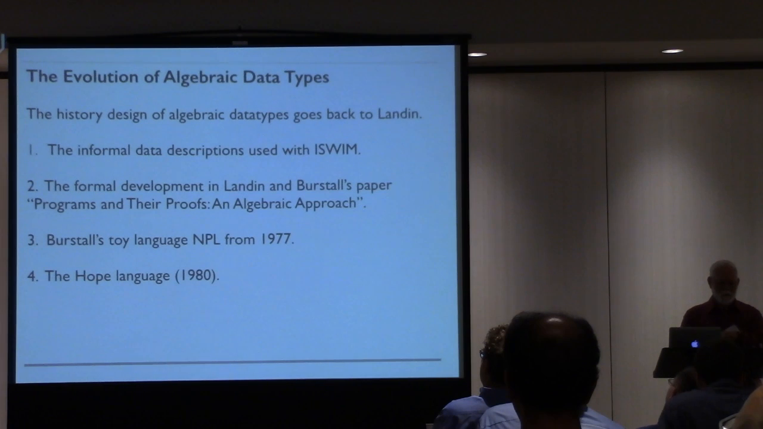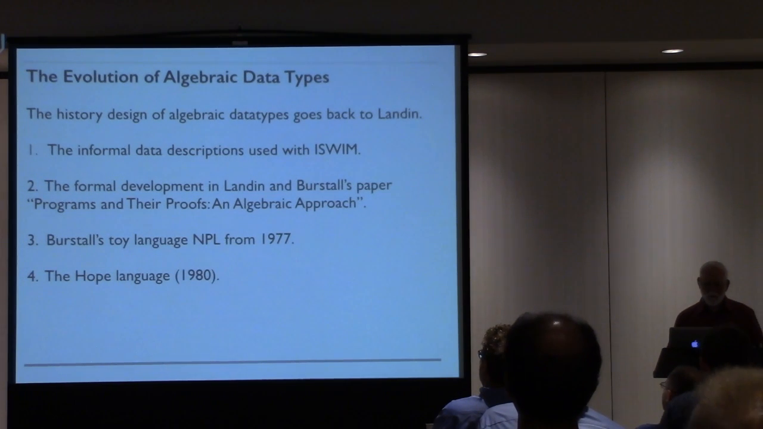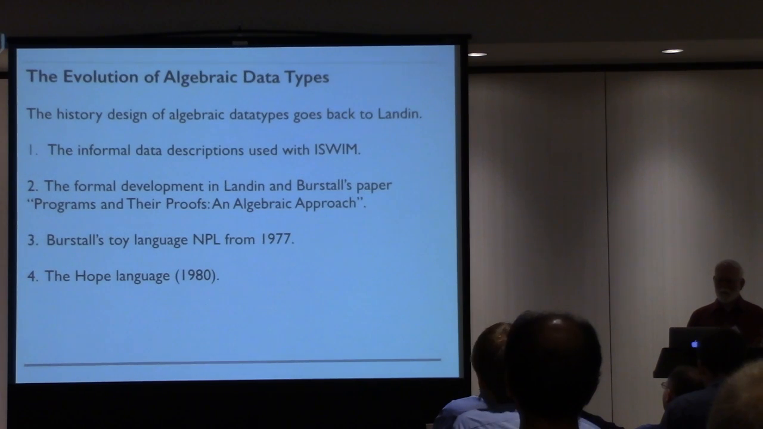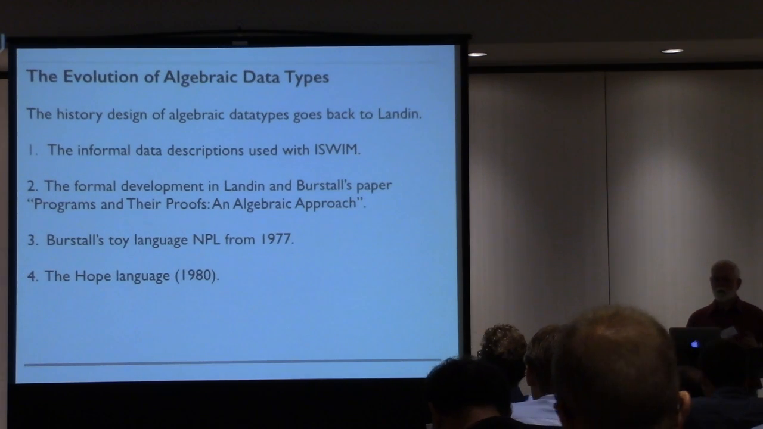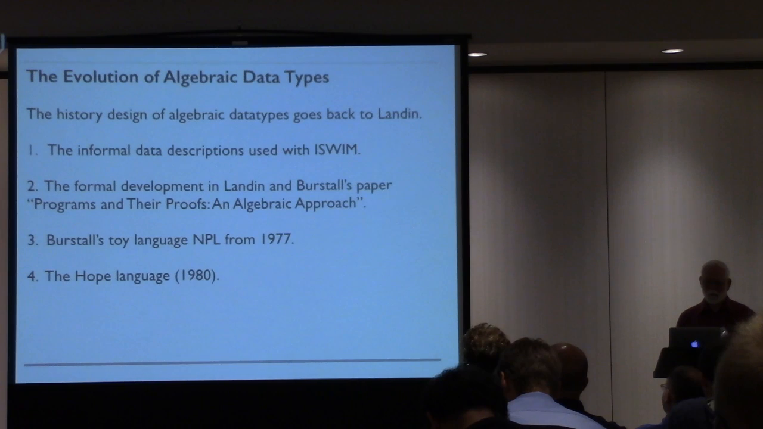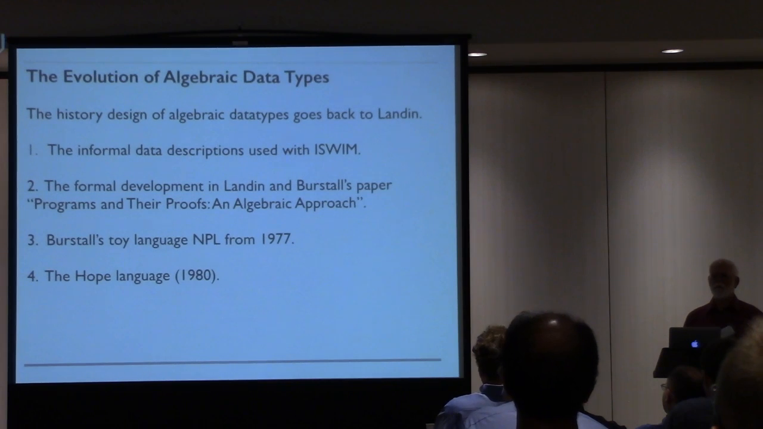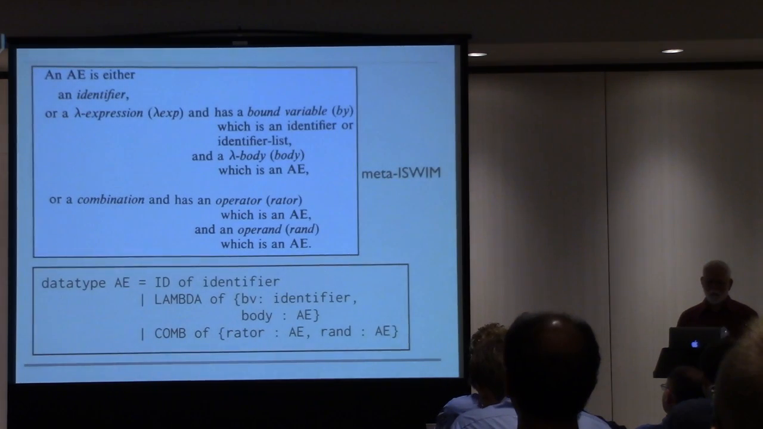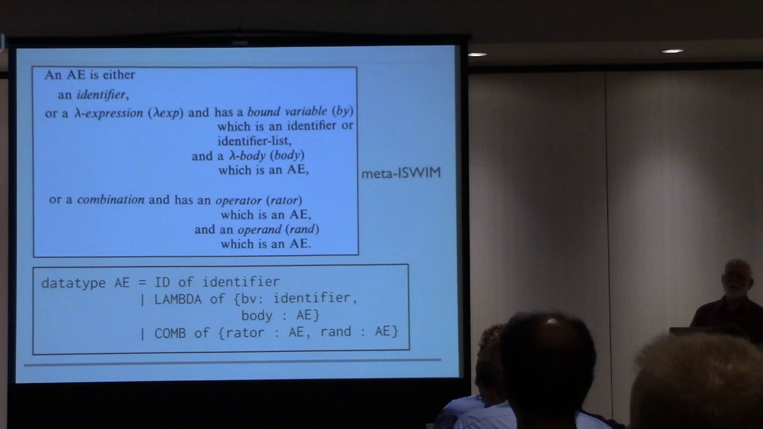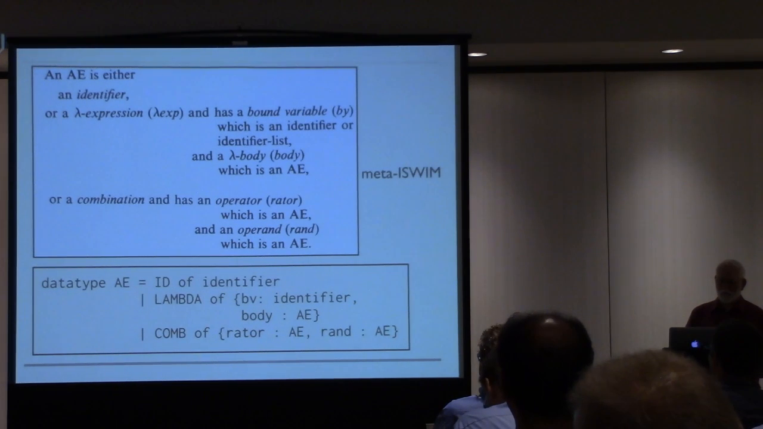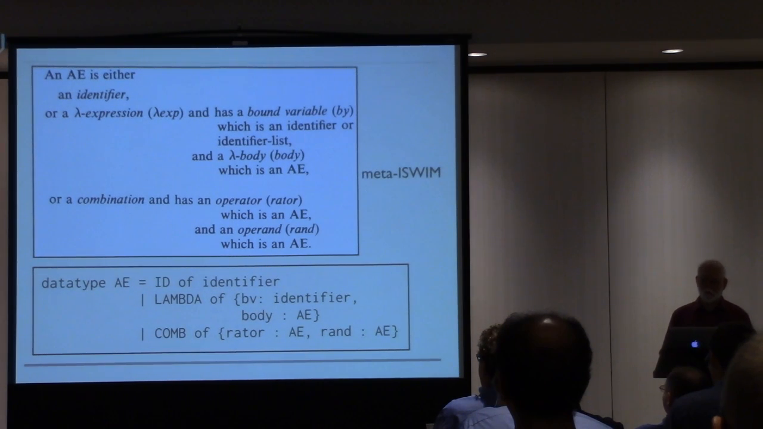So, I'm running low on time. The algebraic data types, as I mentioned, came through Hope, but they really started in ISWIM and were semi-formalized in the Landin and Burstall paper, and in Burstall's toy language, NPL, and then finally fully formed in Hope, and then transferred to standard ML. So this is the informal data type-like description language that Landin used in his papers. And it's rather similar to a data type modulo things like there's no constructor for the identifier case of expression.